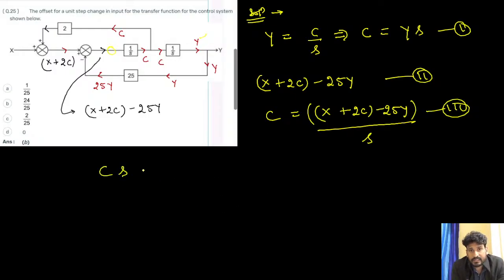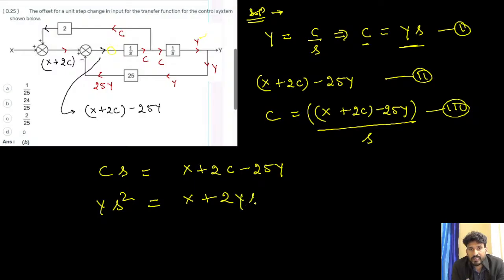It is my CS is equal to X plus 2C minus 25Y. Now we have to eliminate only C. So how we can eliminate the C? We have the C in terms of Y. So put here, it is my YS square is equal to X plus 2. Again put the C. C is my YS minus 25Y. I think we successfully eliminate the constant, right? What we have to calculate? We have to calculate offset.